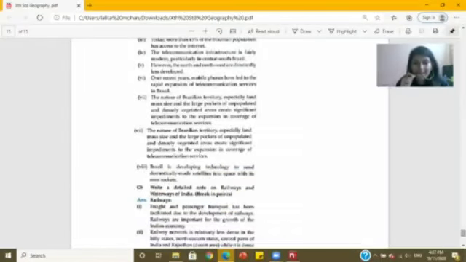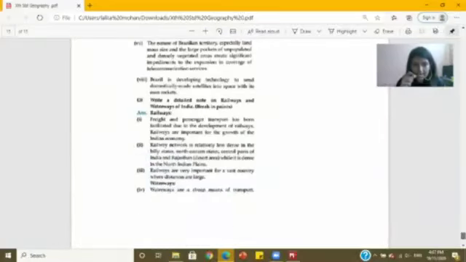The last point, Brazil is developing technology to send domestically made satellites into space with its own rockets. So this point 7 is repeated twice. We will write that point only once.